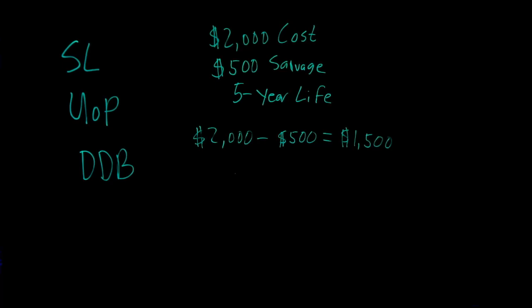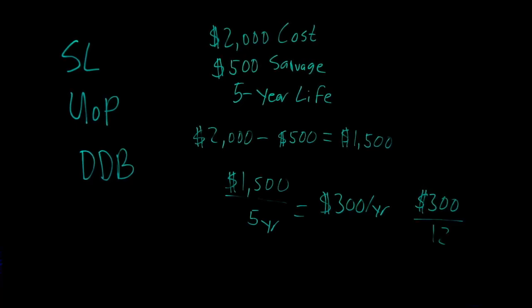So now if we take that $1,500 divided by 5 years, we get $300 per year of depreciation on this asset. And then we know from earlier chapters, our entry for depreciation, we debit depreciation expense, credit accumulated depreciation, and annually it would be $300 per year. Say we wanted to figure it out monthly. Monthly, it would be the annual 300 divided by 12.